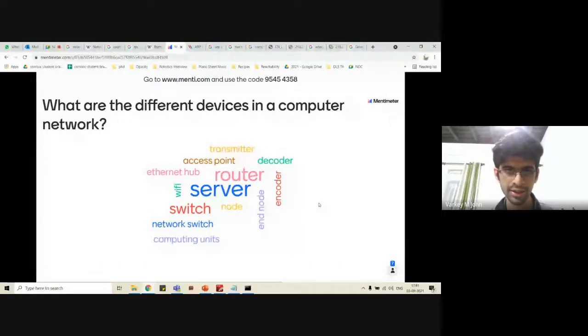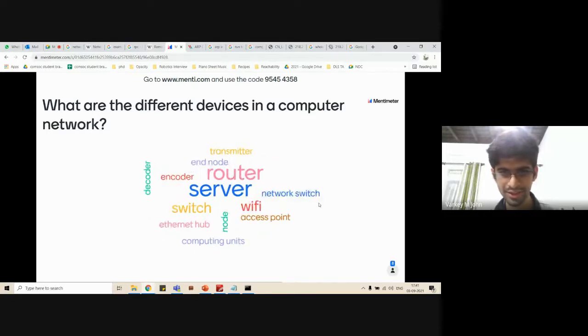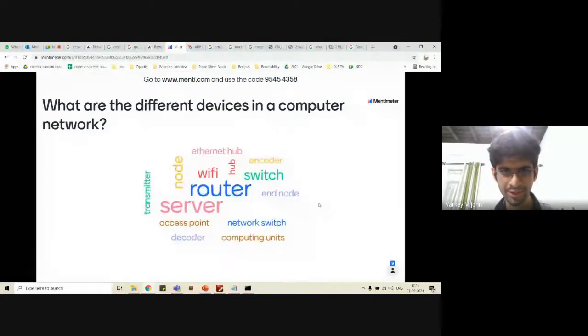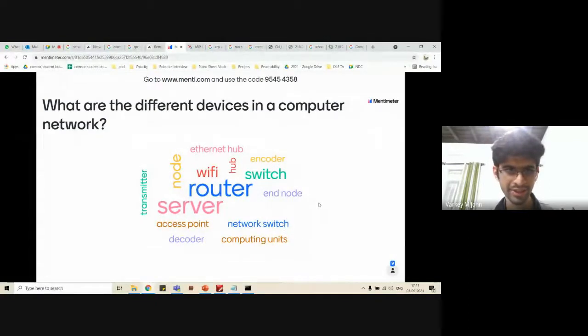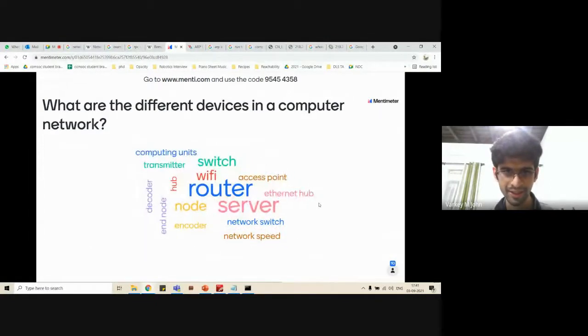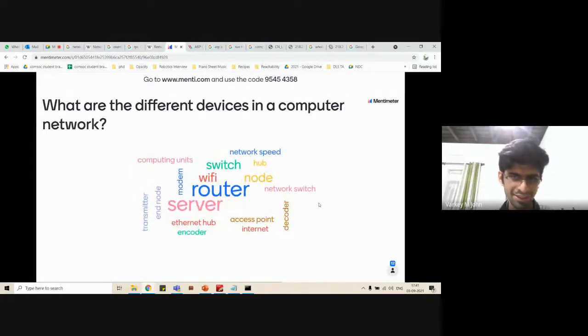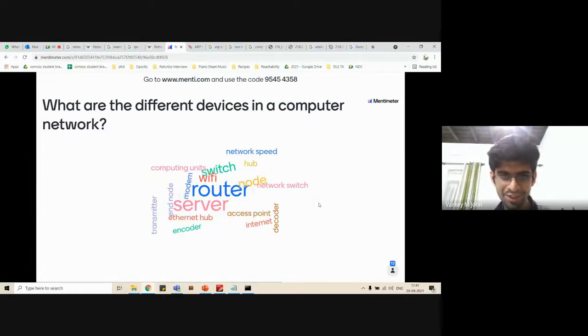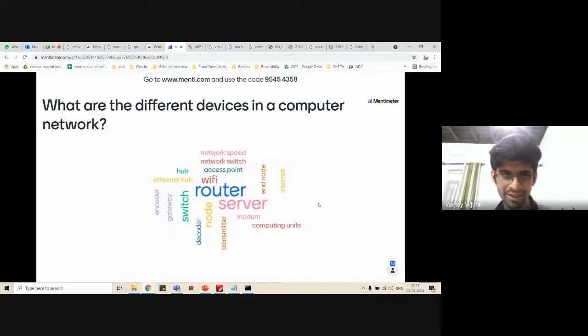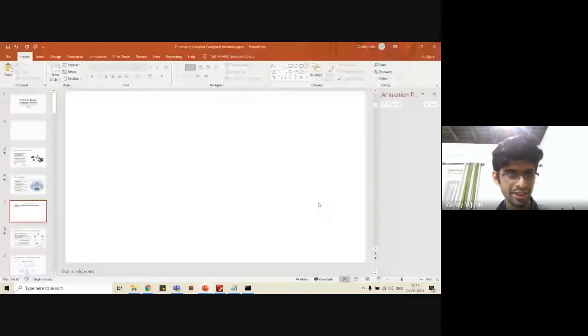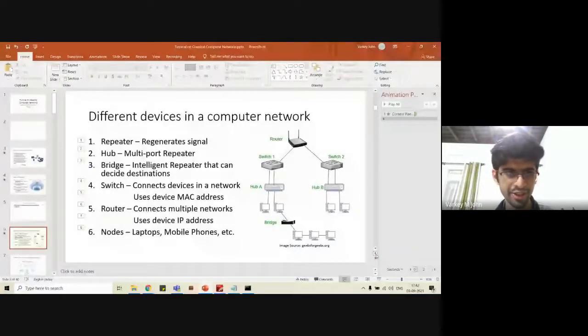So far, I think you have a very good understanding of the devices in a network. Routers, servers, switches, most of these are there in the networks that you see. Yeah, I think a lot of people are entering network computing. I'll go through some of these devices that you guys mentioned.